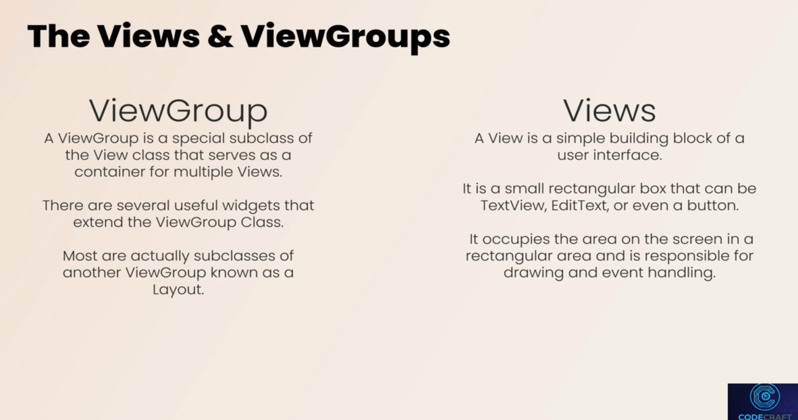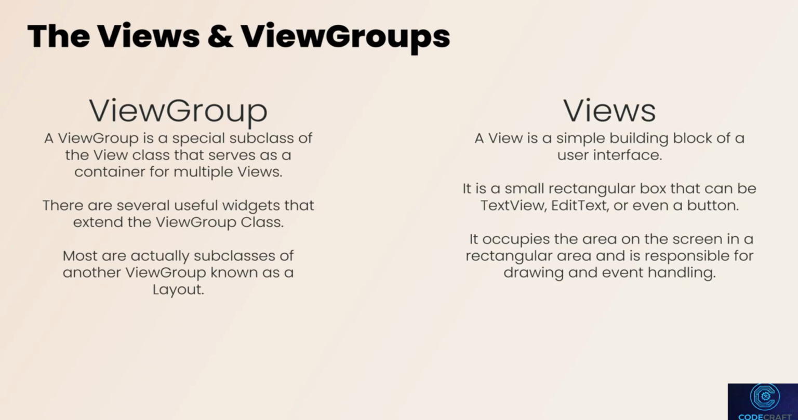Views are responsible for rendering themselves and handling user interactions like clicks and touches. A view group is a subclass of the view class that can contain other views or view groups. It's used to arrange and organize multiple views into a structured layout.